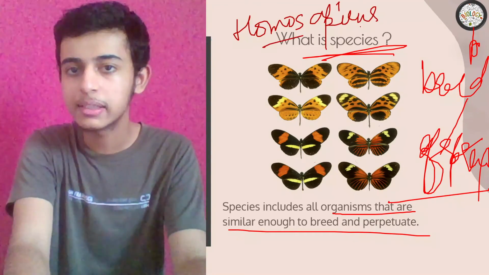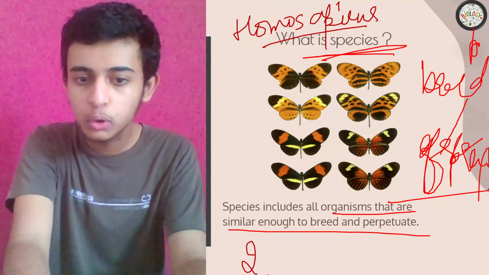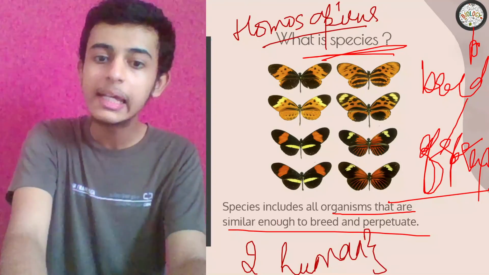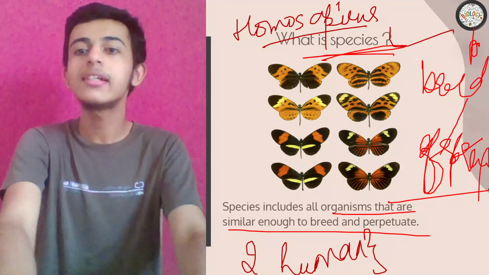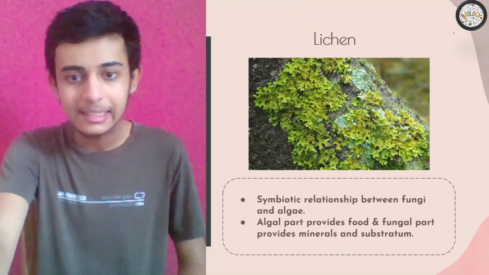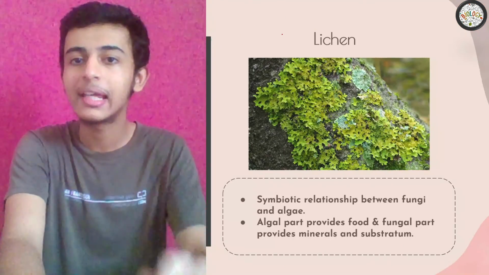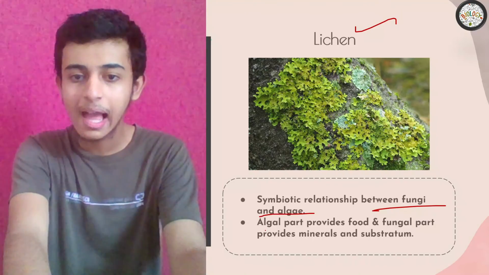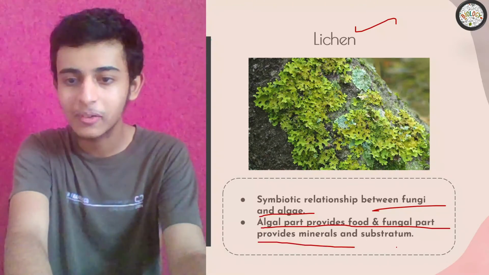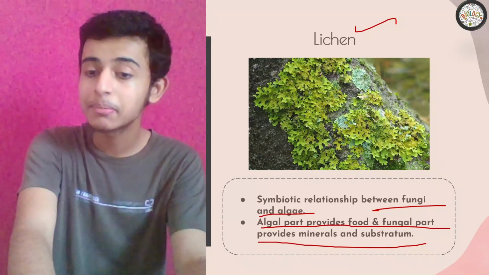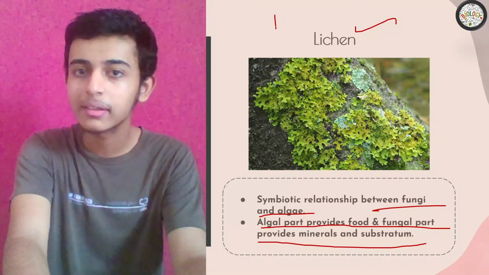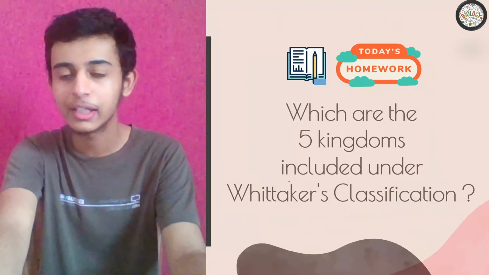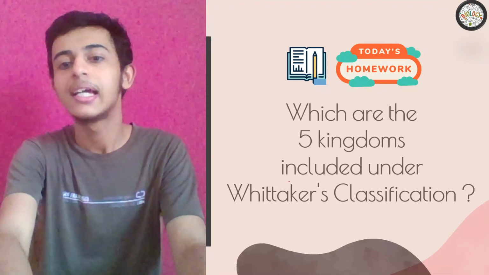Okay, so all the organisms which can breed together and produce progenies or offsprings are grouped under species. For example, if I talk about Homo sapiens, that are human beings. So two human beings can breed together and produce a new human being. It means human beings are having the same species. Let's have an amazing fact that is about lichen. So symbiotic relationship between fungi and algae. Algal part provides food and fungal part provides mineral and substratum. So you know about the symbiotic relationship that you have read in your lower grades.